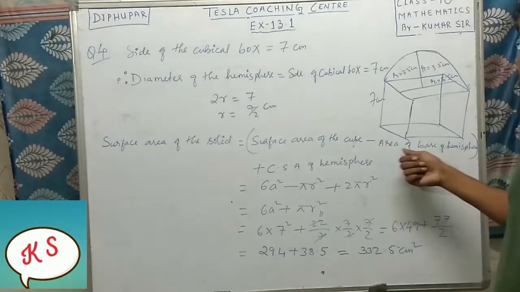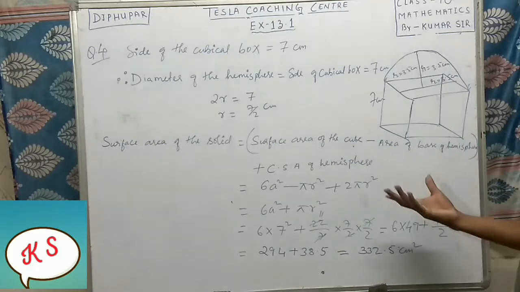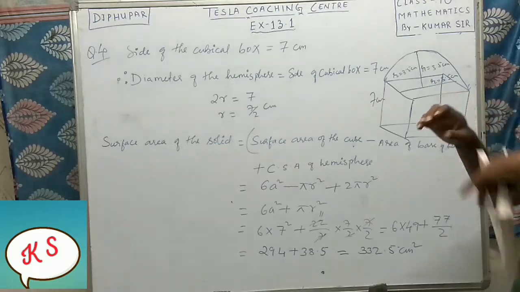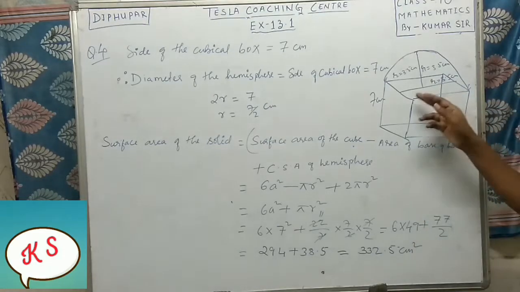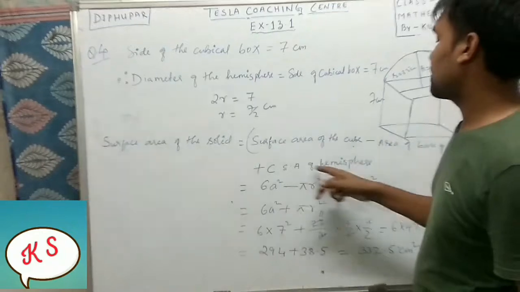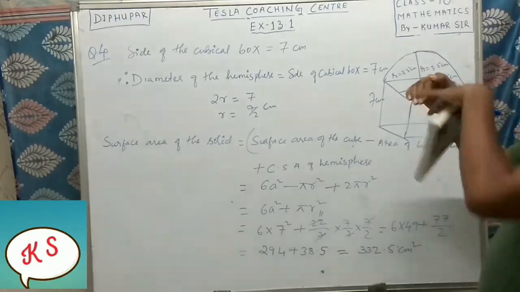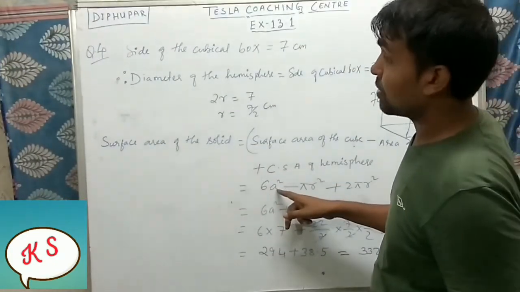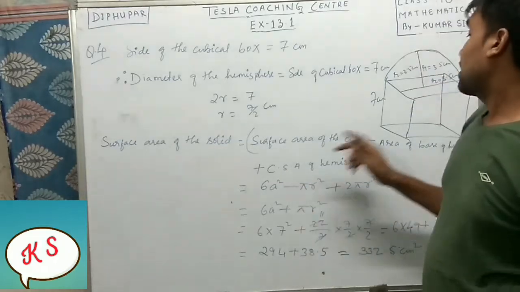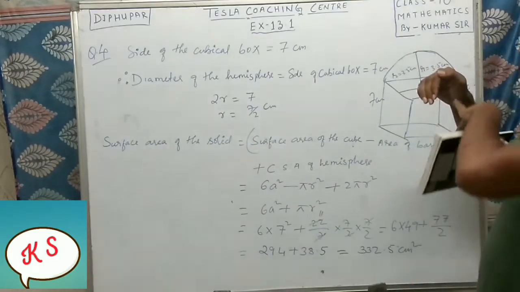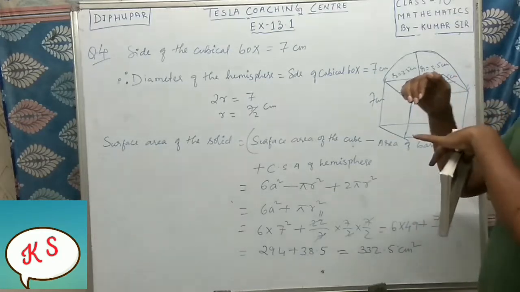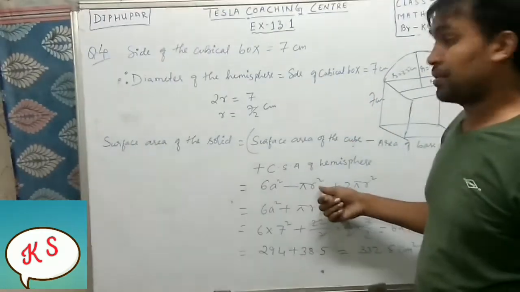The base of the hemisphere is in a circular form, so we subtract that from the cube area and add the curved surface area of the hemisphere. The surface area of a cube formula is 6 into side square, minus base of the hemisphere. The base is nothing but a circle, so pi r square.